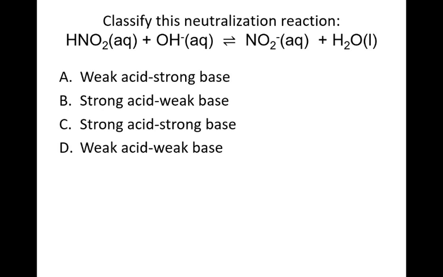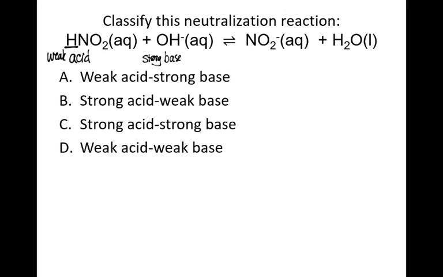Okay, so here's a neutralization reaction. Let's classify this. In order to classify this, we want to look at the reactants. We see that HNO2 is going to be a weak acid. How do we know? Well, we see that it's an acid because it has an H, and we know it's not one of our strong acids. HNO3 is a strong acid, but HNO2 is a weak acid. Then we look at our base, and our base here, OH minus, is a strong base.